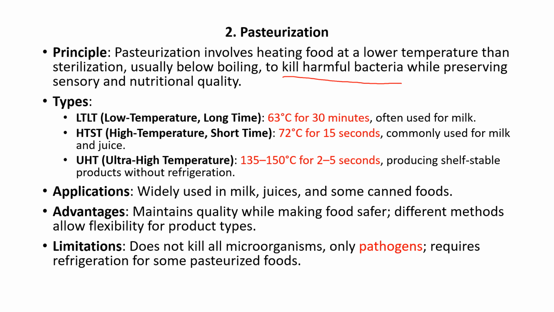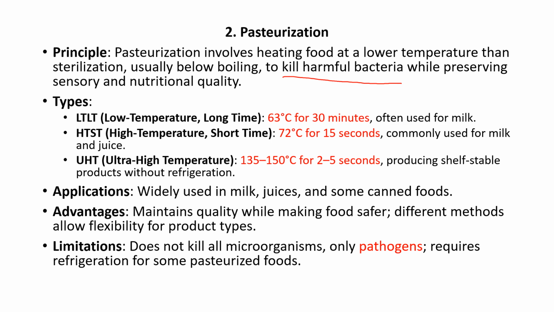Types of pasteurization involve LTLT, that is low temperature long time. Low temperature 63 degrees Celsius and long time 30 minutes. This method is often used for milk. Second is HTST, that is high temperature short time. The temperature here is 72 degrees Celsius and time is 15 seconds. That is a short time period, right? So commonly used for milk and juice.